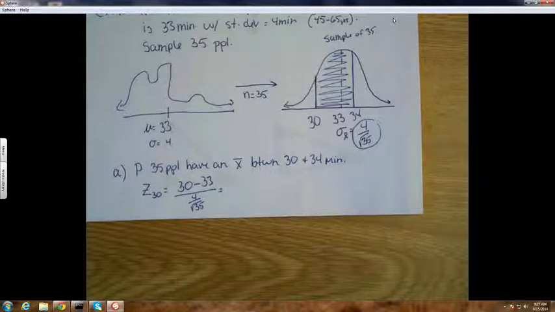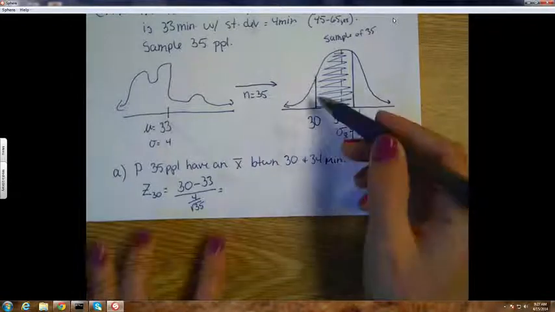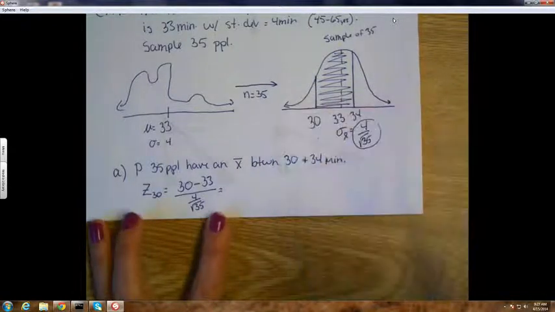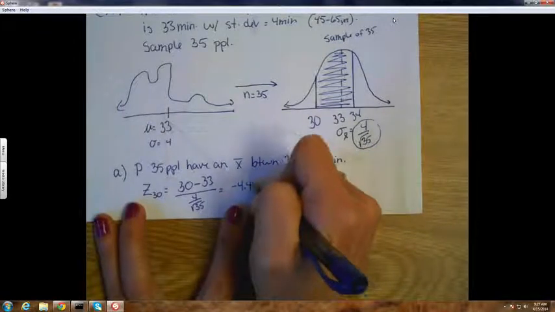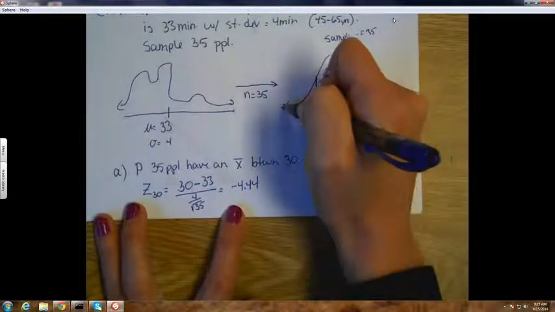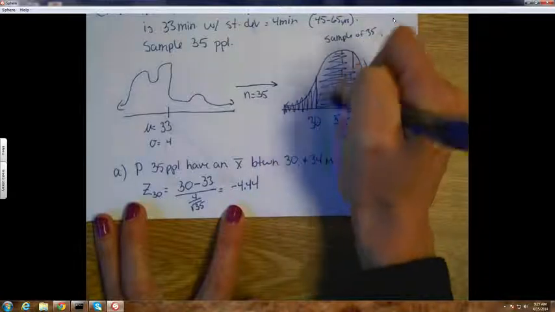Negative 4.44. If I go z-score, so my graph is bad. It's actually way back here in the tail, but that's okay. Negative 4.44 z-score. So that's actually way back here. Not that you have to change your graph at all.